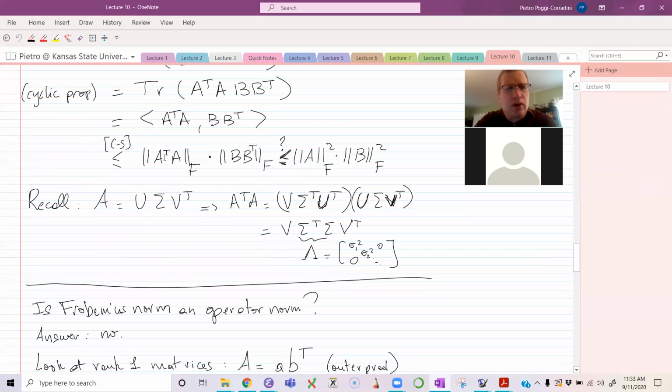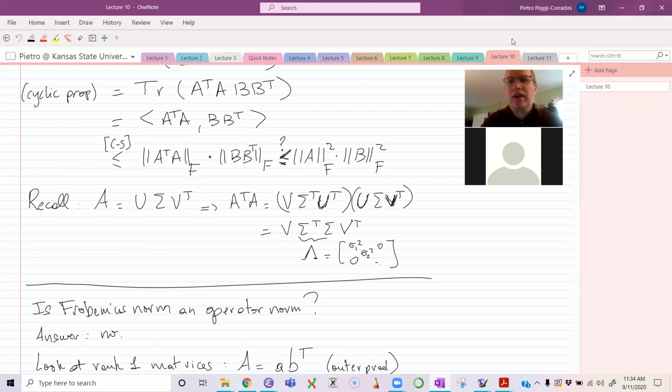that the Frobenius norm of A transpose A is less than the square of the Frobenius norm of A. And if you think about it, the singular values here are the squares of the singular values here. Right? So you're saying that the sum of the fourth powers of the singular values, square rooted, is less than the sum of the squares of the singular values. That's pretty clear, right?